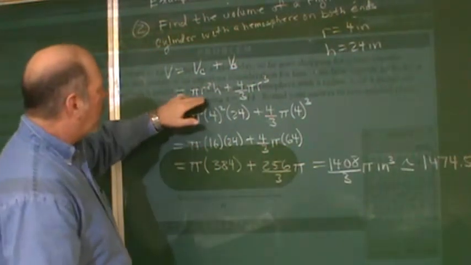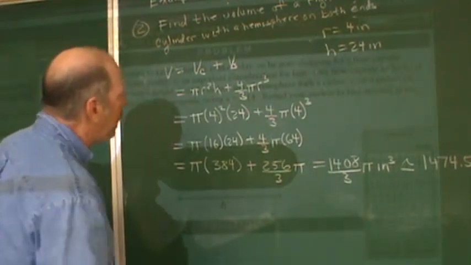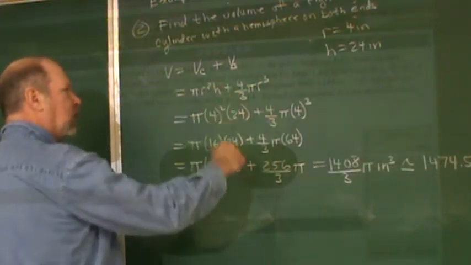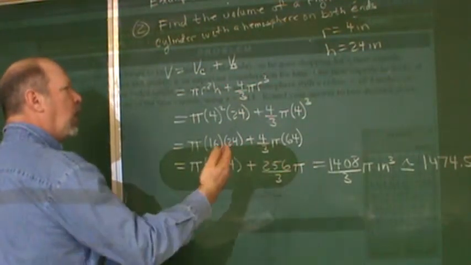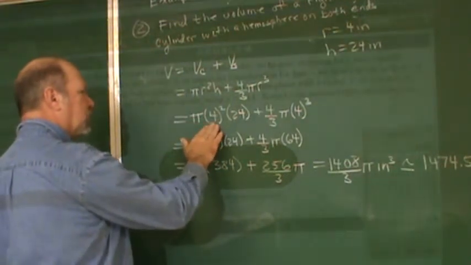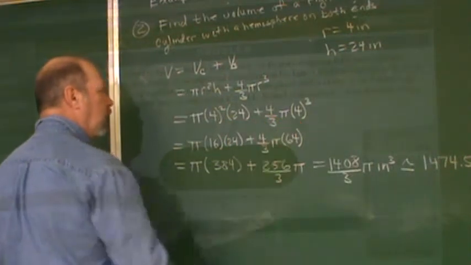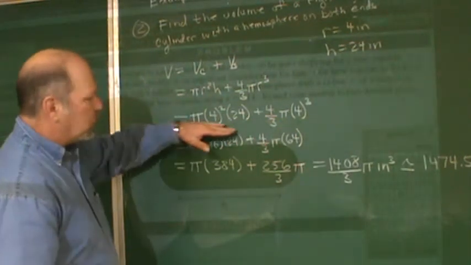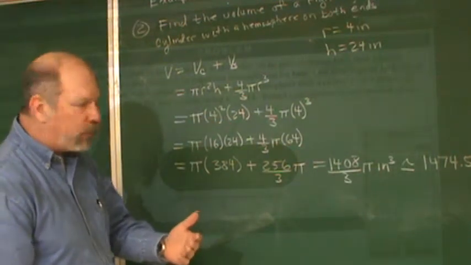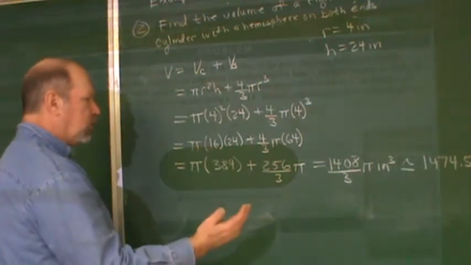Now, the volume of the right circular cylinder is pi r squared times height. The volume of a sphere is 4/3 pi r cubed. In this case, our radius r is 4 and our height is 24 inches. So we have pi times 4 squared times 24 plus 4/3 times pi times 4 cubed. Remember, this is going to be your all-important step. This is where a majority of your credit is going to be: the right numbers in the right formula in the right place. And then just do whatever you need to do.